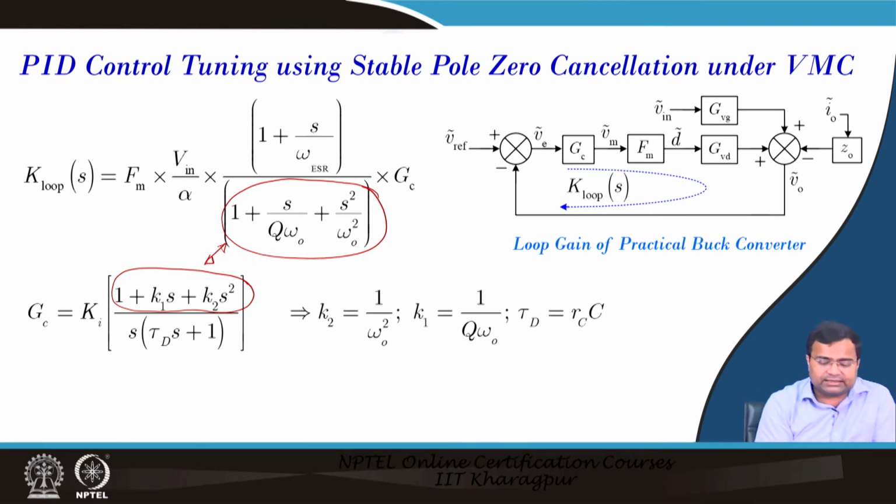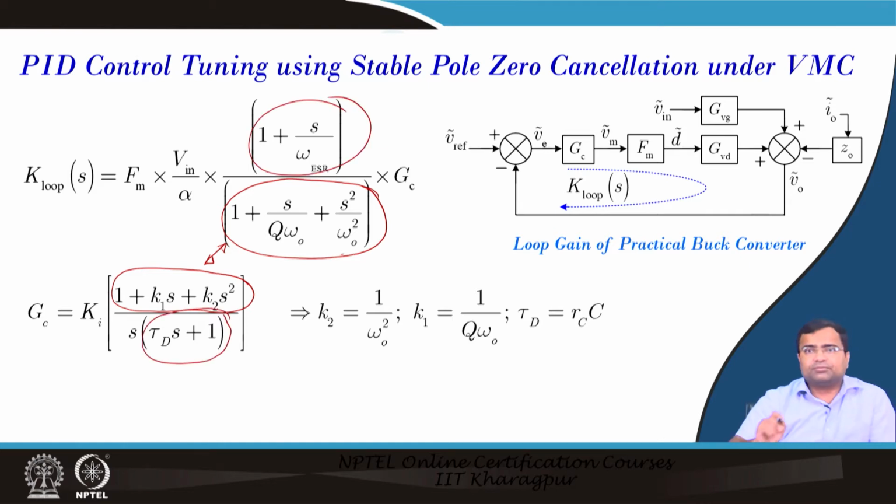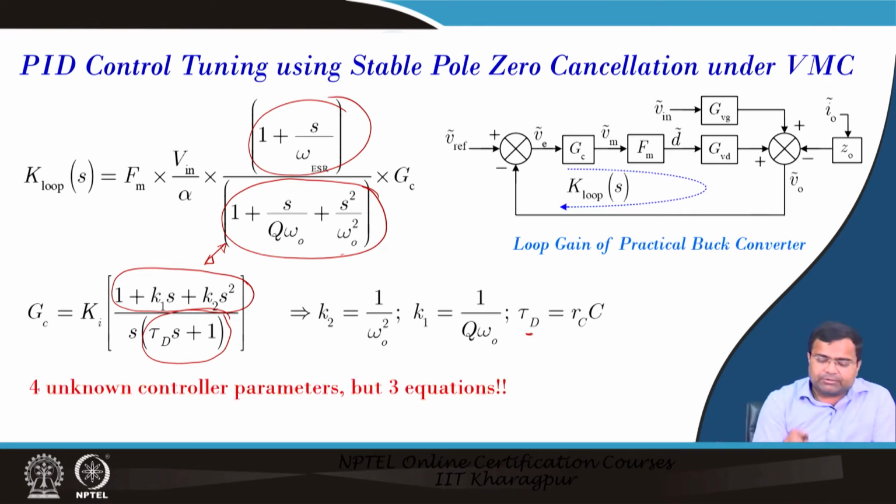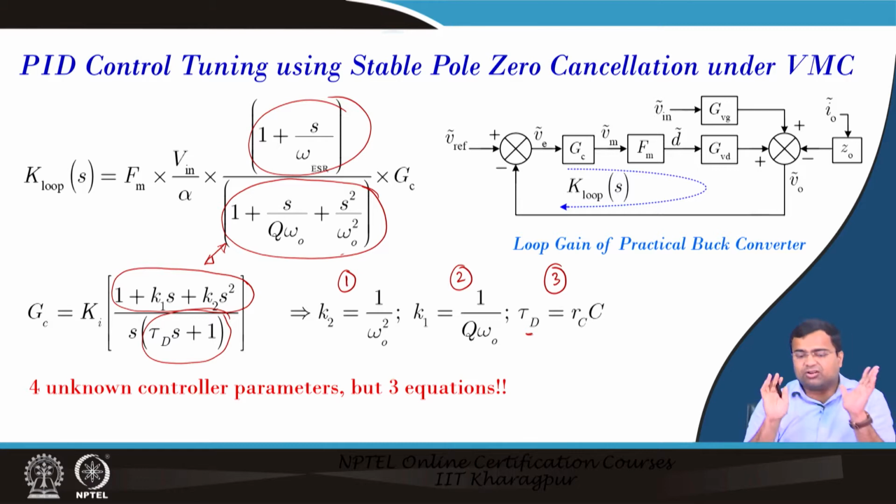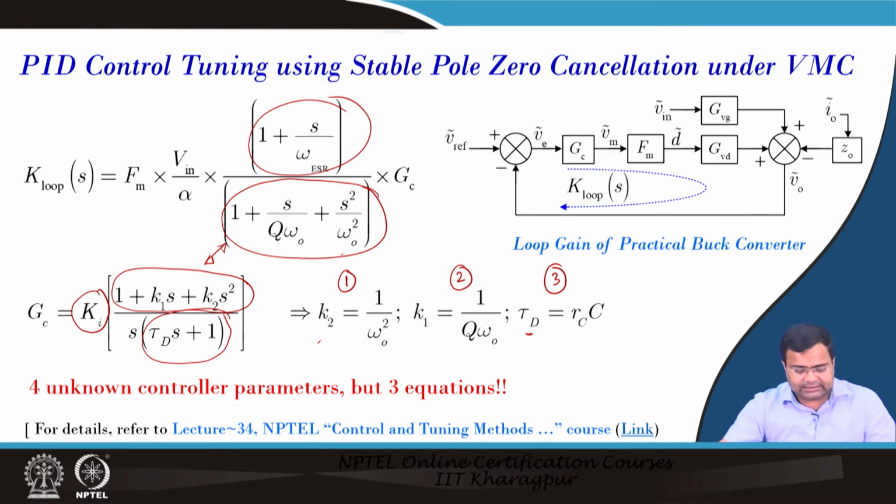Then we will set K2 equal to 1 by omega 0 square, K1 equal to 1 by Q omega 0, and we are also cancelling the ESR zero by means of this derivative pole. That is why we are setting tau d equal to RC into C. Next, that means we have one equation here, another equation here, another equation. For the controller, we have 4 unknowns. One is K1, K2, which are again functions of the PID controller, tau d. Another unknown is the Ki. So, we have 3 equations, 4 unknowns, then we need another equation. How to do that? This is discussed in lecture number 34.